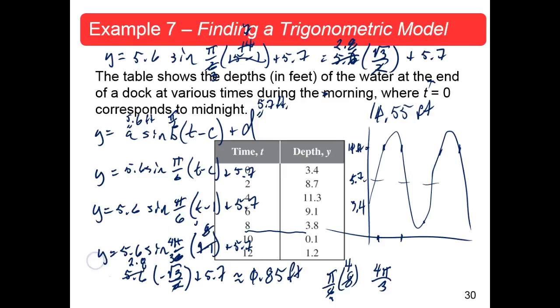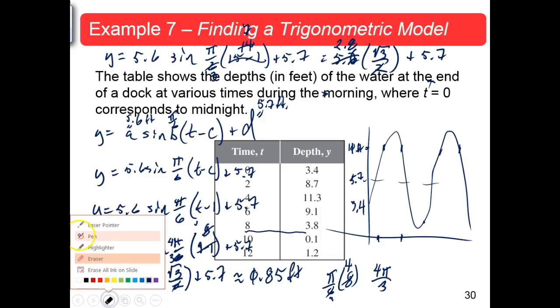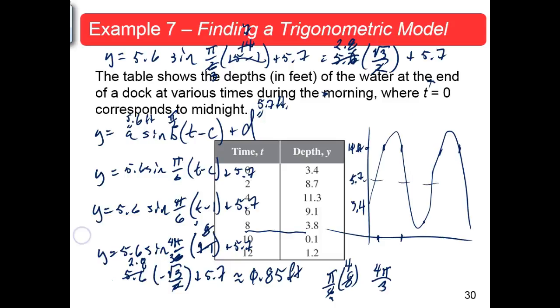Okay, I need to erase some stuff. I think I'll erase this right here. Let's go back to our equation. Okay, but now the y is 10. 10 is equal to 5.6 times the sine of pi/6 times (t minus 1) plus 5.7. Right? Because what we're looking for is 10 feet of water.